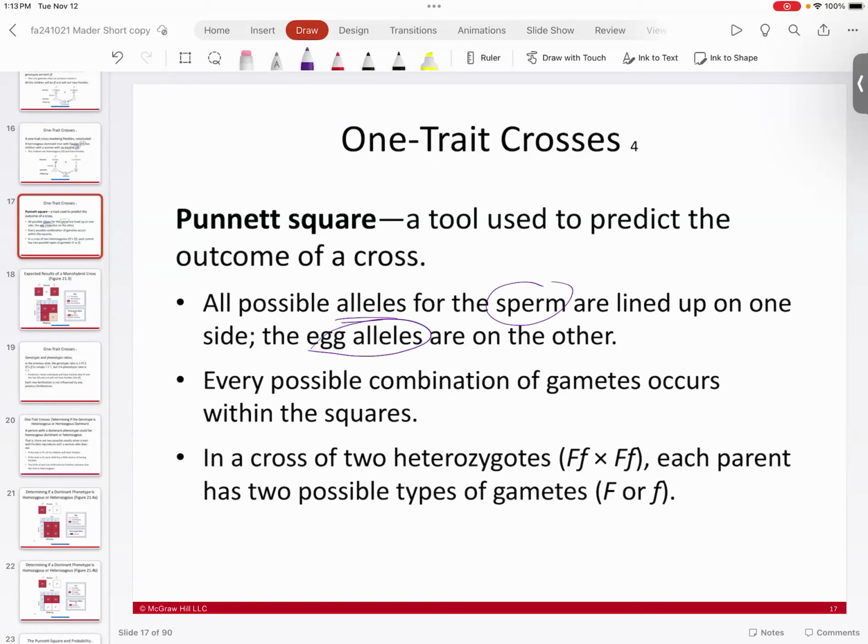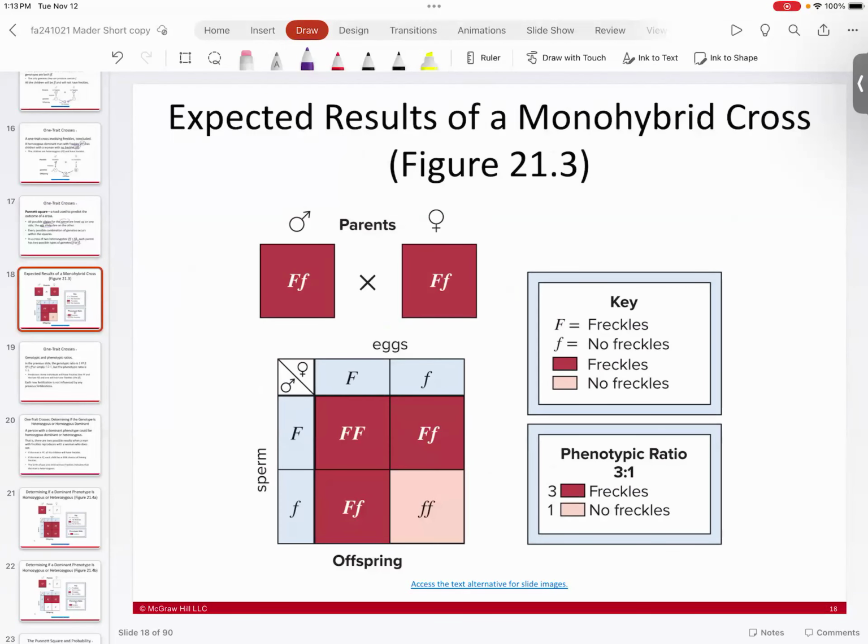For instance, if we take a cross of two heterozygotes, in this case, we're sticking with freckles, so we have two heterozygote parents. Each parent has two different gametes they can give. They can either give the big F or they can give the little f. If we use the Punnett square, each parent has the ability to give either a big F or a little f. Same thing with this one, it can give a big F or a little f, not both, just one.